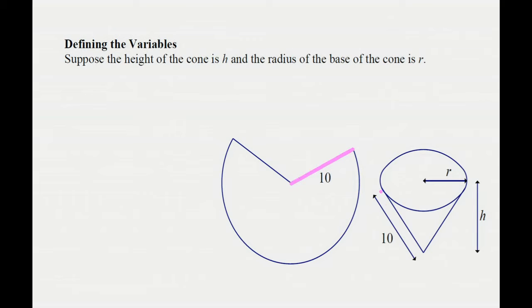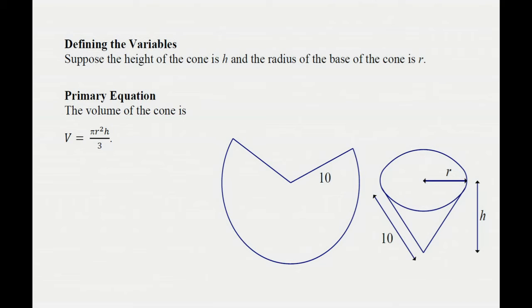If this is 10, the slant height of the cone becomes 10. And this is clearly h, and we're defining the radius as r. Our primary equation is V equal to pi r squared h over 3. We're trying to find the maximum volume of the cone, and the volume of the cone is pi r squared h over 3.